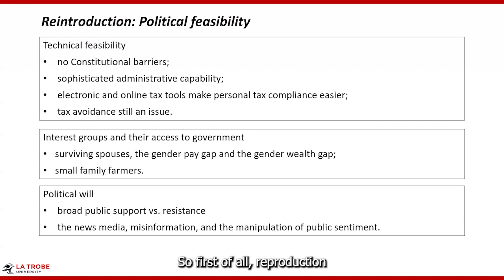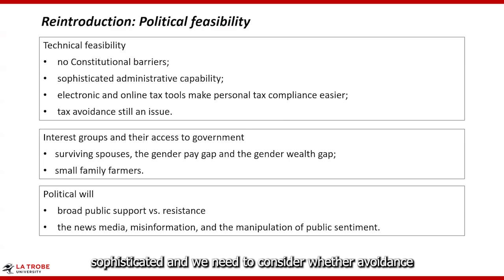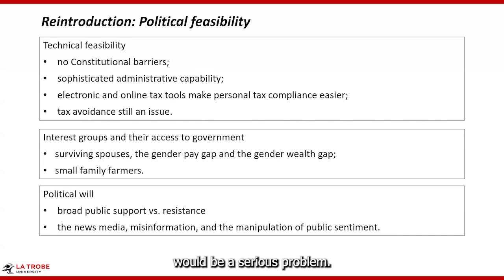So first of all, reintroduction, I think, is technically feasible, given the government institutions that we have in place. There's nothing in the Constitution to prevent it. Contemporary governments have very sophisticated administrative machinery, and computing power far superior to what was available in the 1970s. From a taxpayer perspective, electronic and online tax tools make personal tax compliance much easier than it used to be. But on the other hand, tax minimisation tools are also very sophisticated, and we need to consider whether avoidance would be a serious problem.